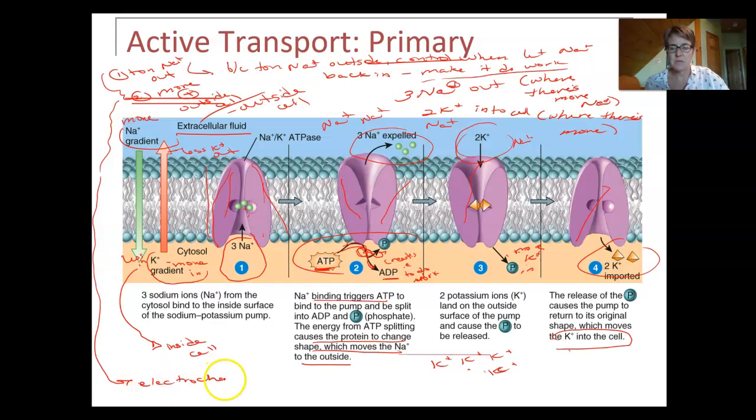electro. I was hoping somebody would say it. Maybe you said it in your head. Maybe you said it out loud. I created an electrochemical gradient, and I can only do that via the sodium-potassium pump, okay?